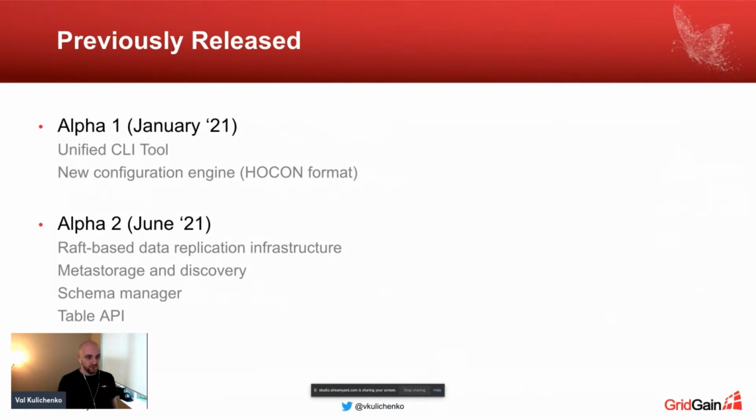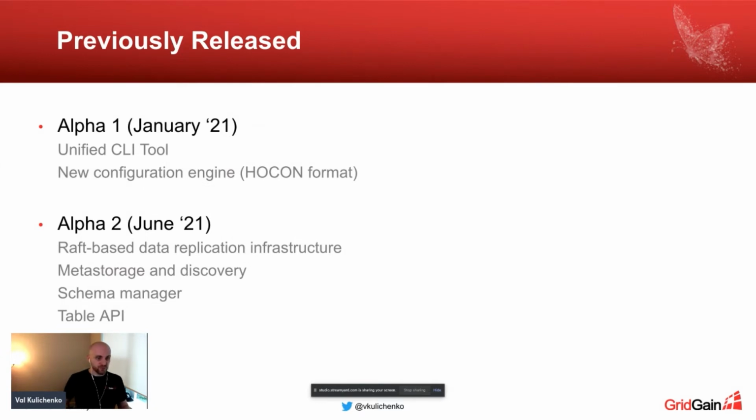Then in June, we released Alpha 2, which was quite a significant milestone. It introduced this data replication infrastructure, which is based on Raft. Again, this is something that is kind of a backbone of the whole architecture. This will be reused for pretty much any other component in the system, whether it's data synchronization, transactional processing, SQL, or whatnot. It all will come down to this replication infrastructure, which is based on Raft.